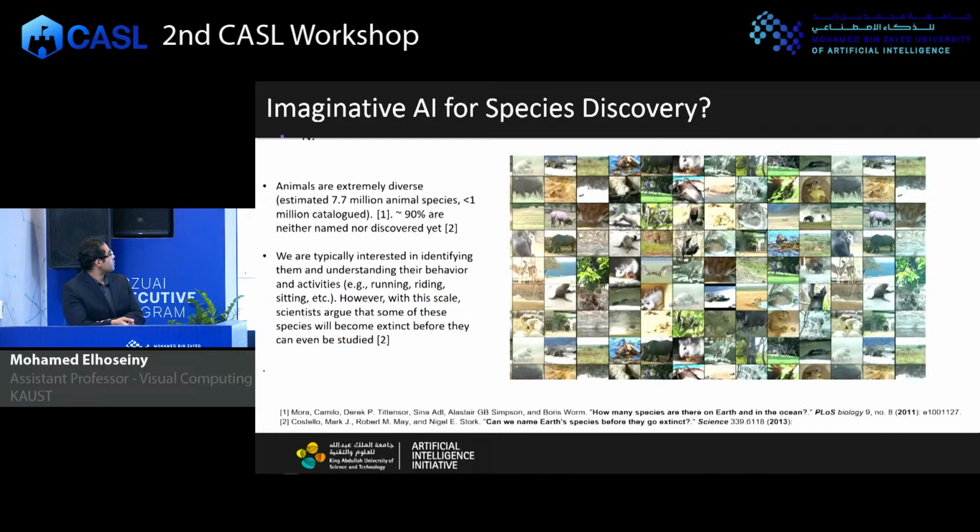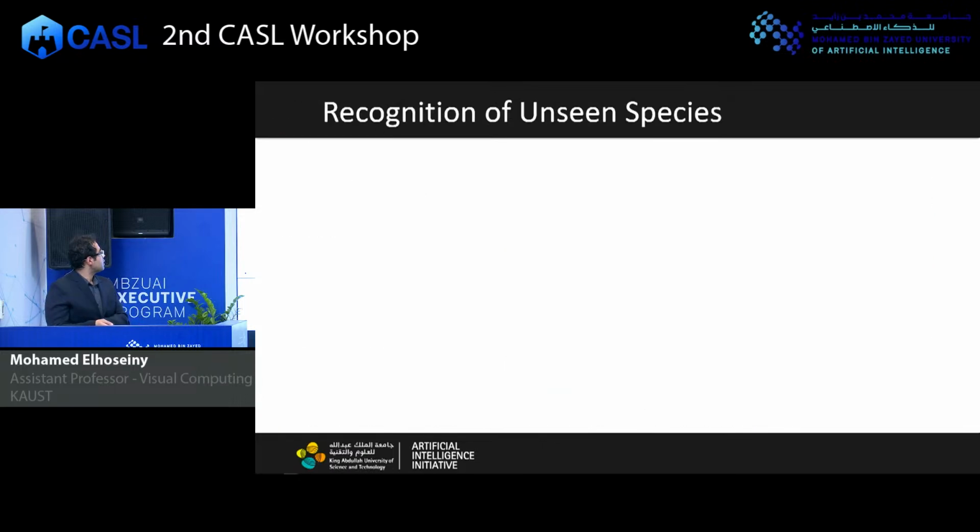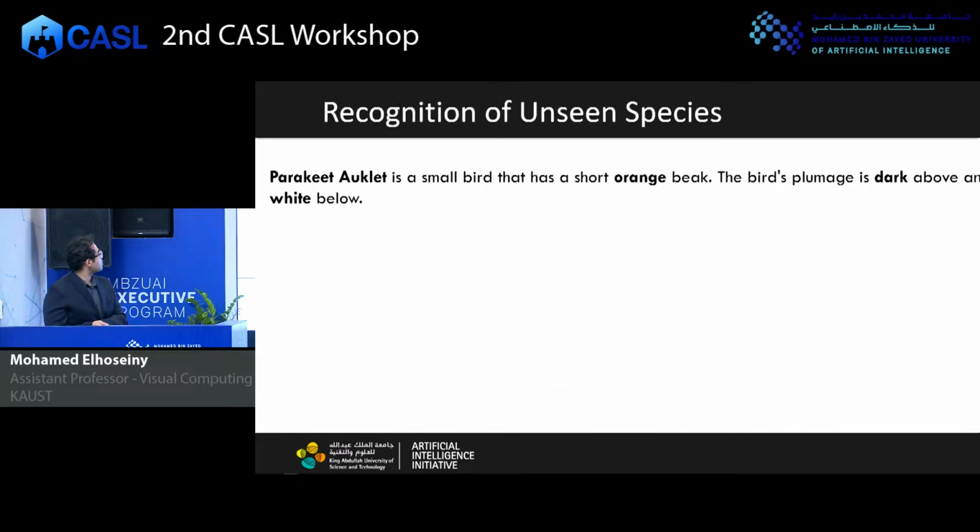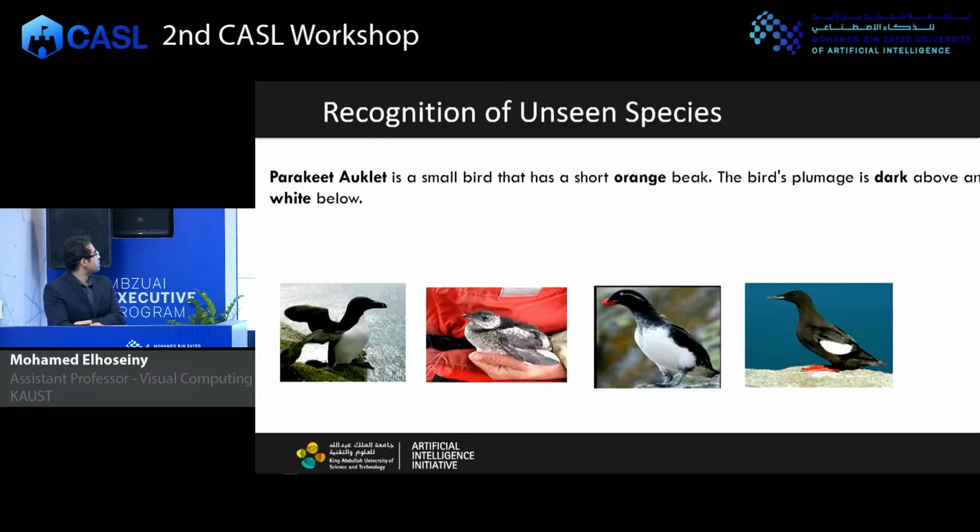All right, so let's start with the first station, seeing. As we discussed, more than 90% of the existing species are not yet discovered, so we need tools that enable us to recognize unseen species. And this task is called recognition of unseen species, and actually has been referred to in this workshop as zero-shot learning. And this problem dates back decades.